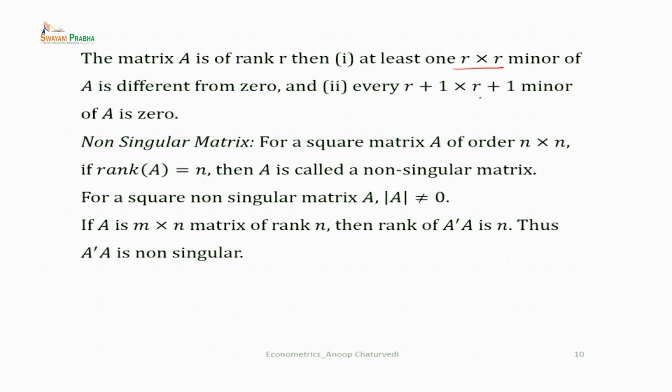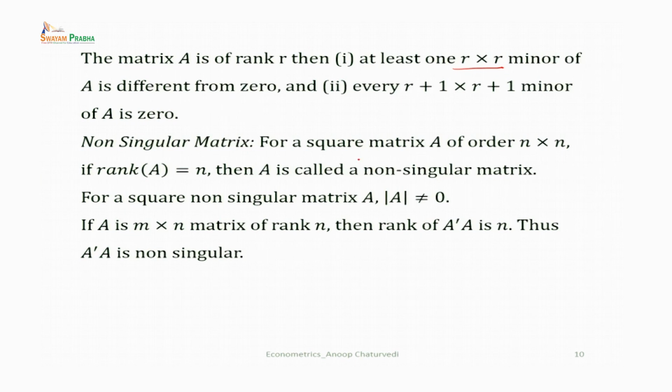And every r plus 1 cross r plus 1 minor of A is 0. So, one can also use this procedure for obtaining the rank of a matrix A. You take all possible minors of A and then you try to obtain the value of r, which is the value for which at least one minor is not equal to 0, and all the minors of higher order are 0. Then r is the rank of that matrix.